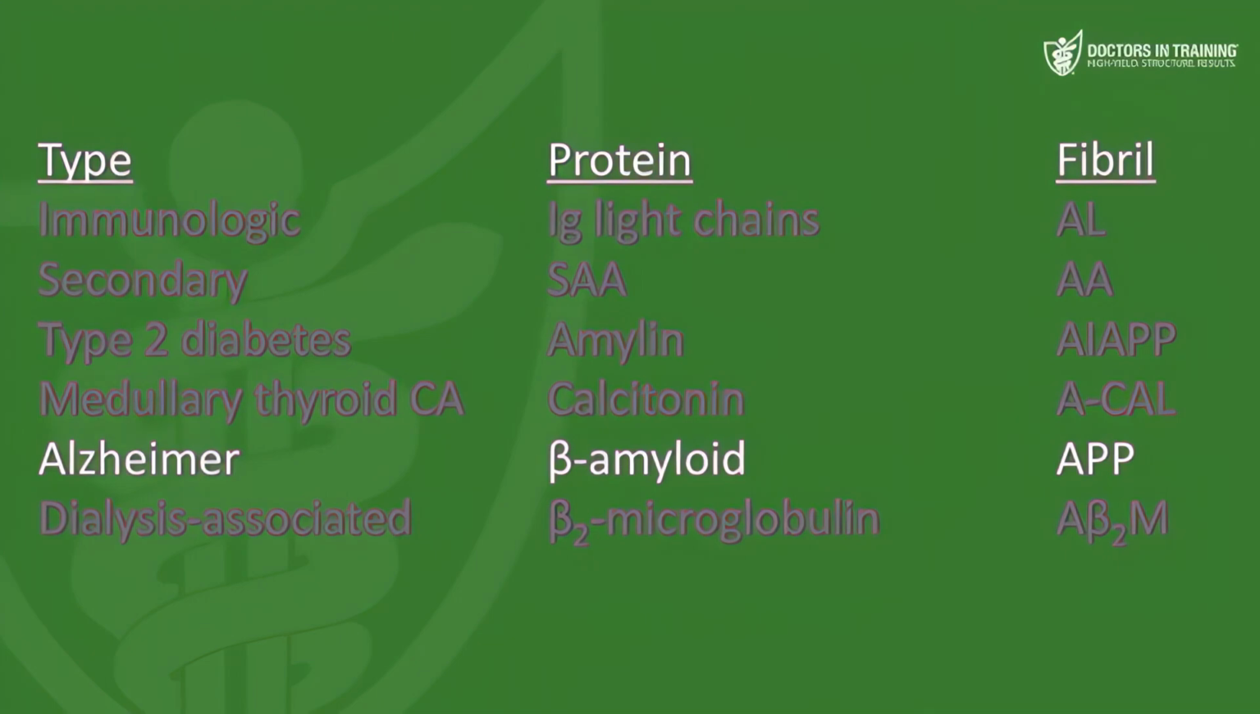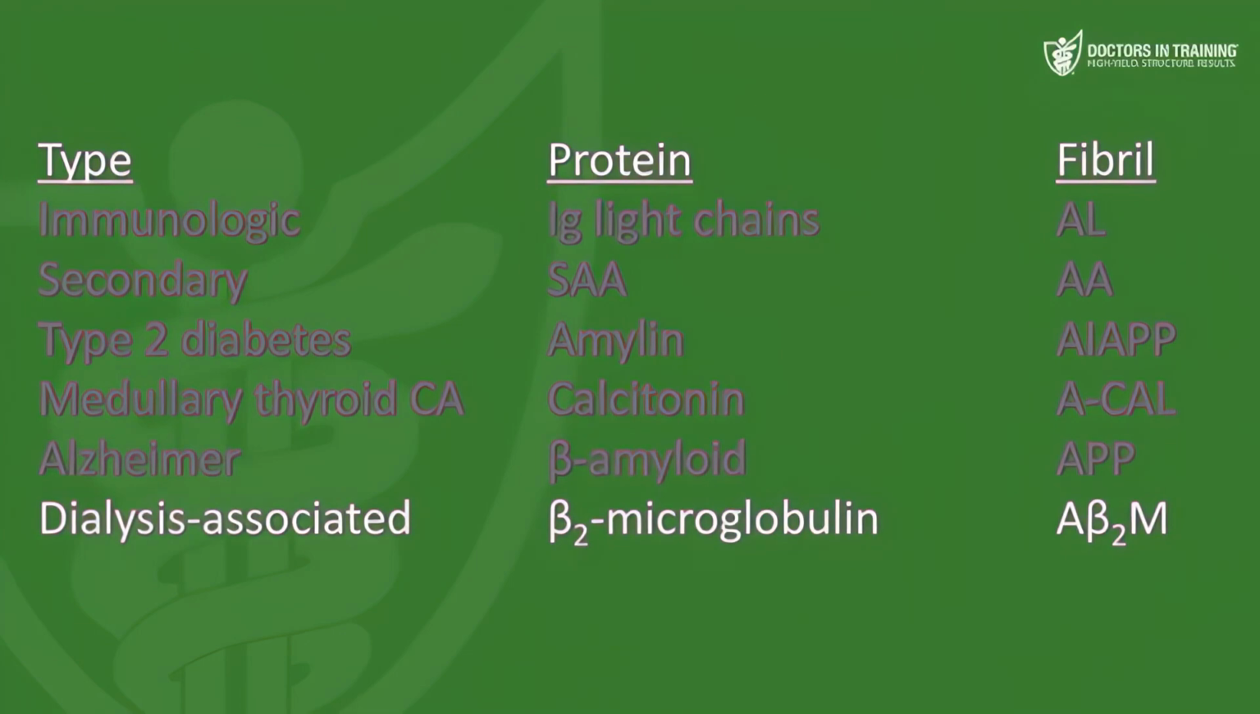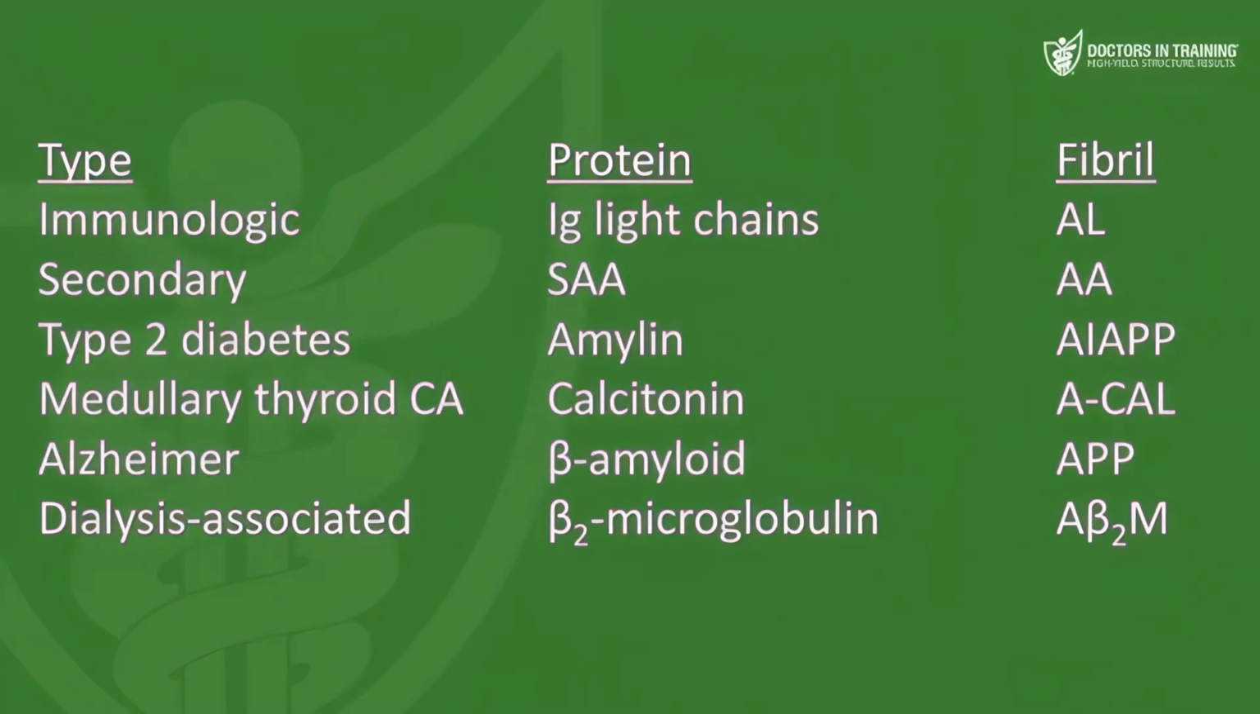So in a way, Alzheimer's disease is amyloidosis of the brain. It's not diffuse multi-organ amyloid, just discrete plaques of this A-beta protein in the brain. And there's dialysis-associated amyloidosis, which is where a protein called beta-2 microglobulin builds up. So be aware of these different amyloidoses. Not incredibly high yield, but definitely fair game and possibly worth knowing.